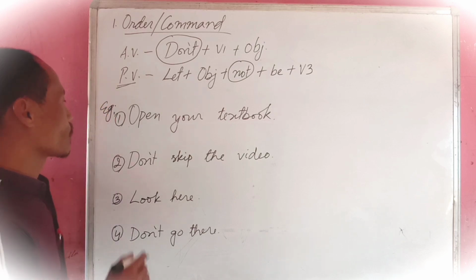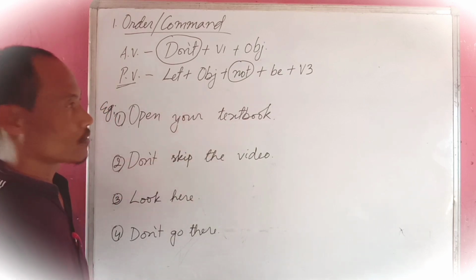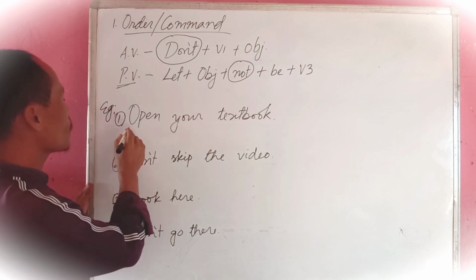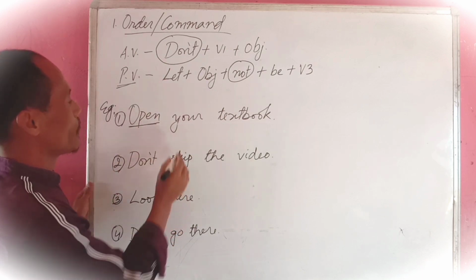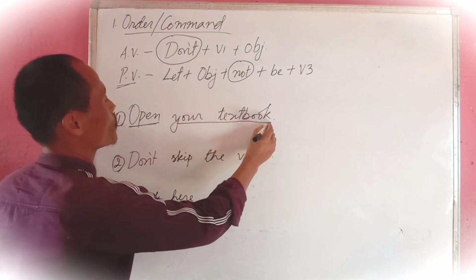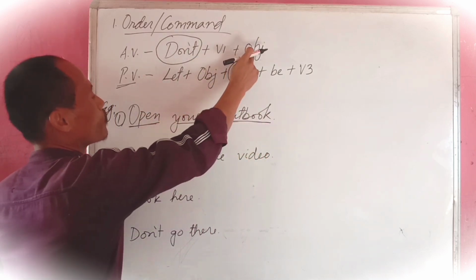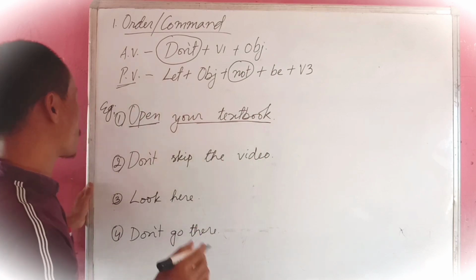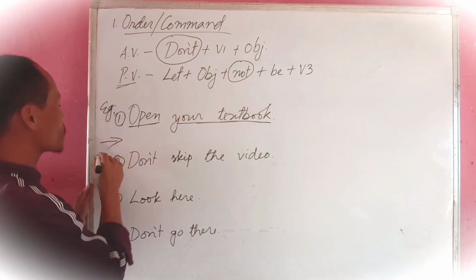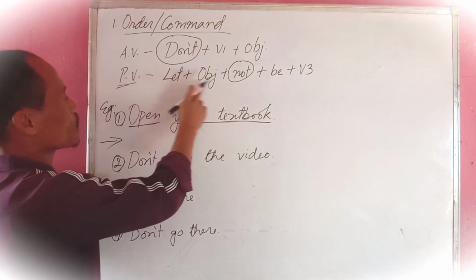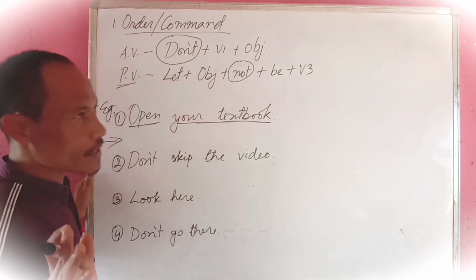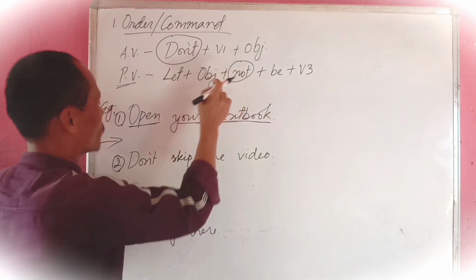That is, open your textbook. So here, open is the verb and your textbook is the object. Open is the first form of the verb and the object is your textbook. So, in order to change this into passive voice, we will apply this formula. Since this is an affirmative sentence, we will not use this not.